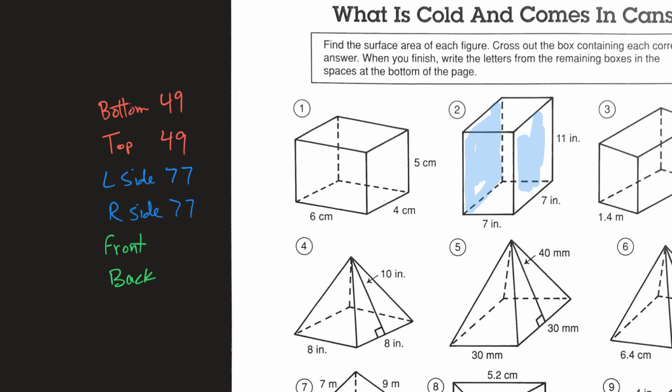Now, what we have is front and the back. So the front is going to be this area here, and the way we get that is again 7 times 11, which is 77. And the back is going to have the same area. The opposite sides are always going to have the same area. So we're going to add these up.